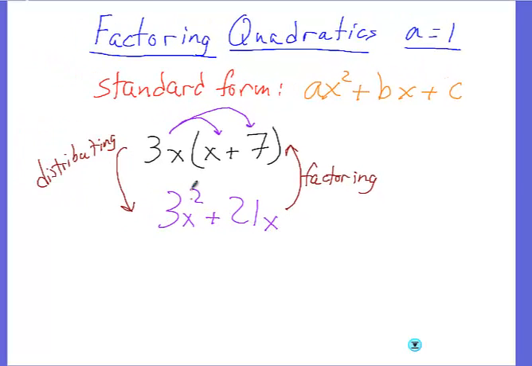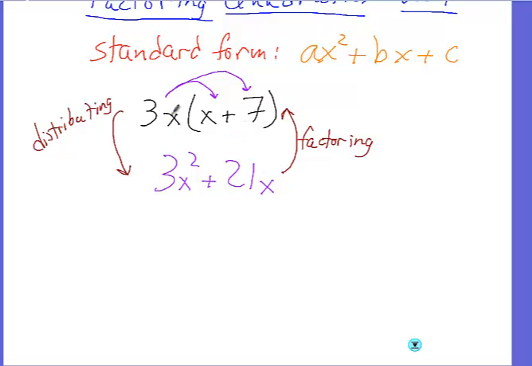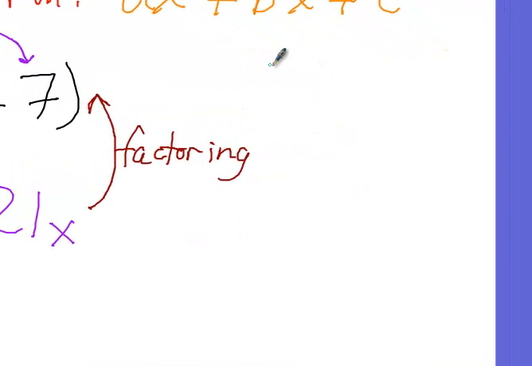So basically, when you have a binomial, or it's just two pieces like this, we want to get back to the 3x times x plus 7. If you have two pieces, you need to find the GCF. It's very important, at least with a binomial, or two terms, I should say. The GCF is the greatest common factor.